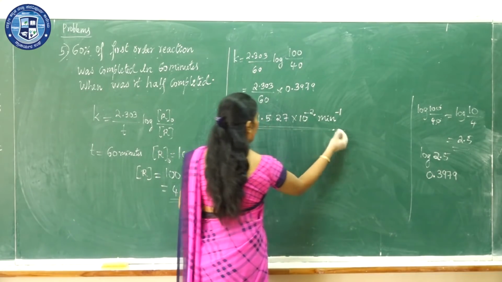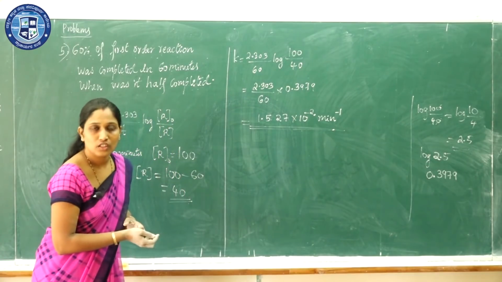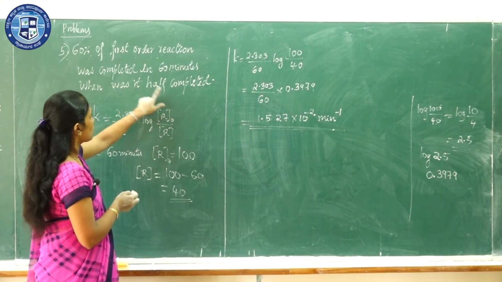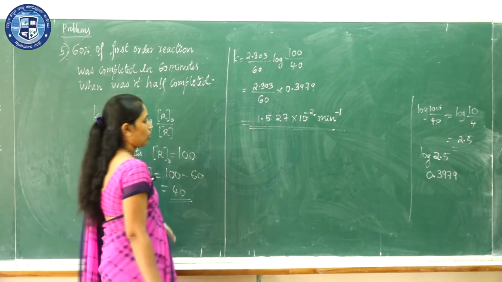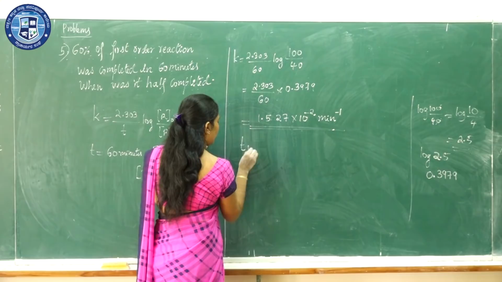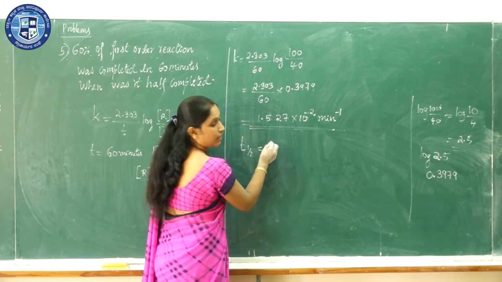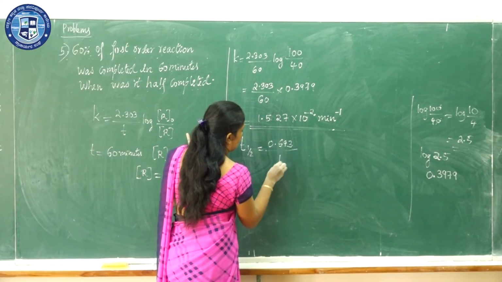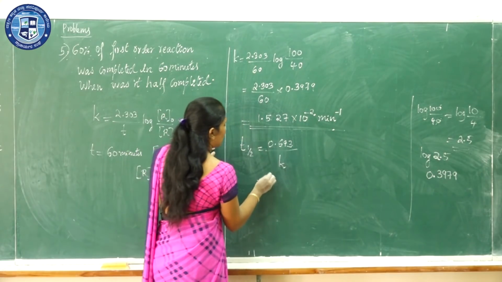Now we are done with the value of K. So what do you have to do now? Go to the next part: when was it half completed? Now we will write the relation between half life and K for the first order reaction. It is 0.693 by K. So let's substitute it.